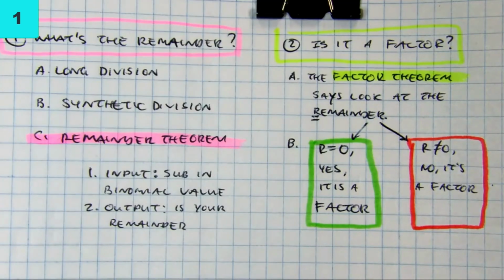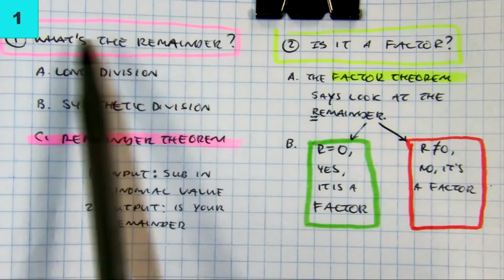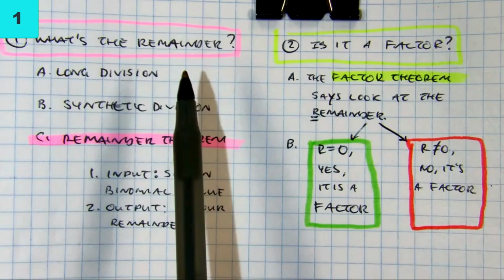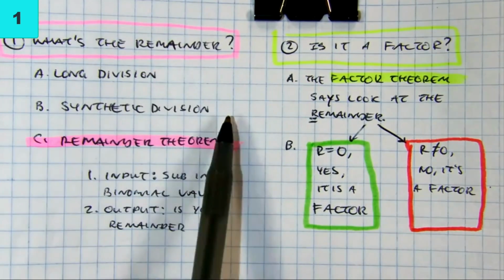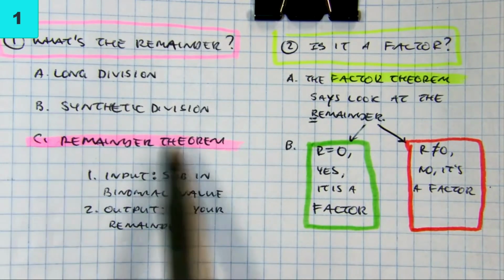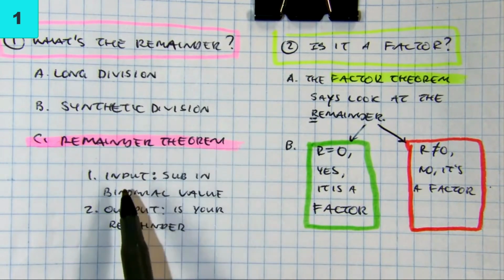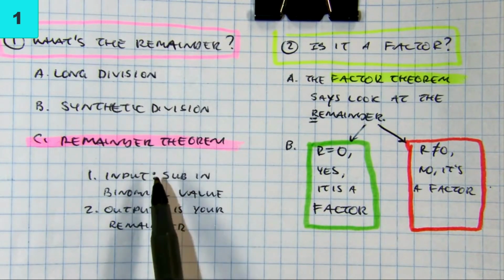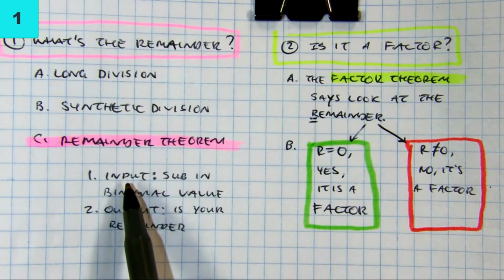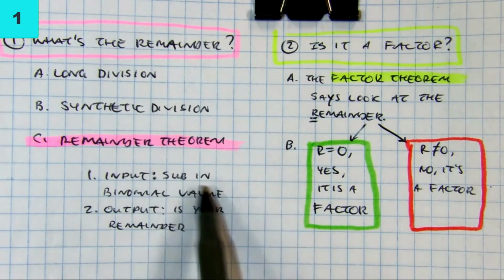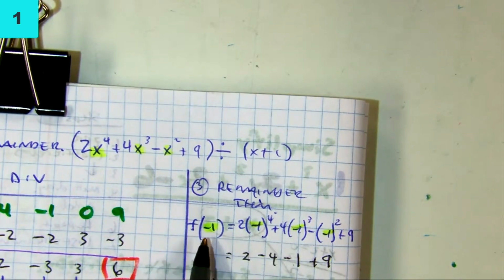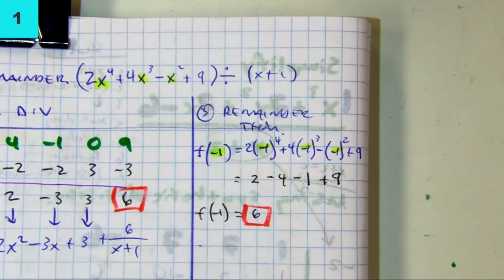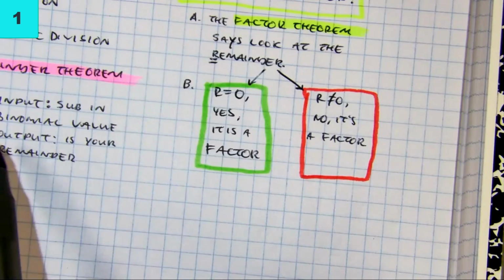Alright, so if I ask you the question, what's the remainder of a polynomial? You can use long division like we did in the warm-up. You can use synthetic division, or you can use something called the remainder theorem. We just did that, right? Basically you substitute in the binomial value. So here's the binomial, and that's what you're inputting in there, and you get some kind of number, right? The number left over, the output, is your remainder.